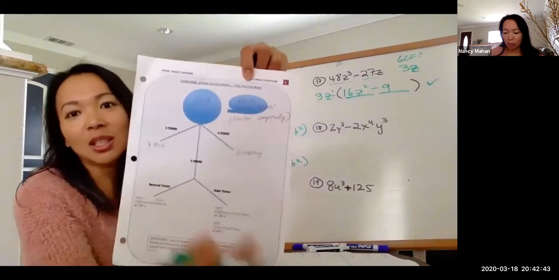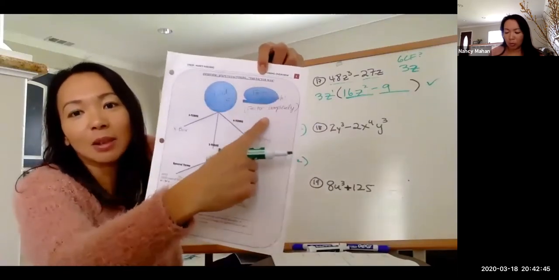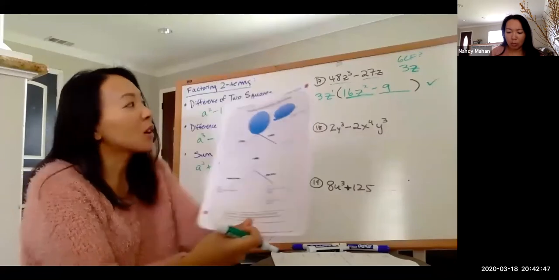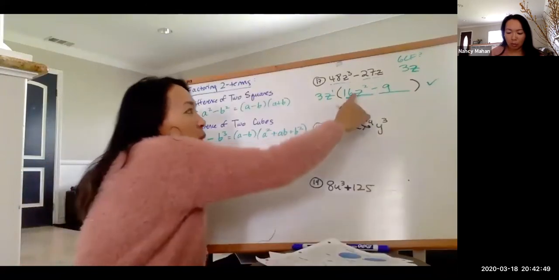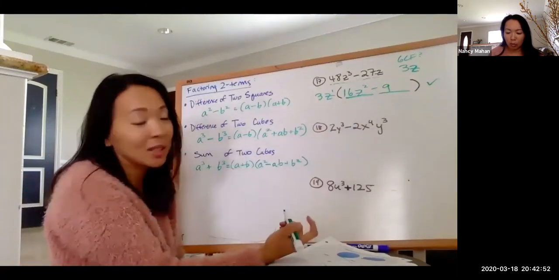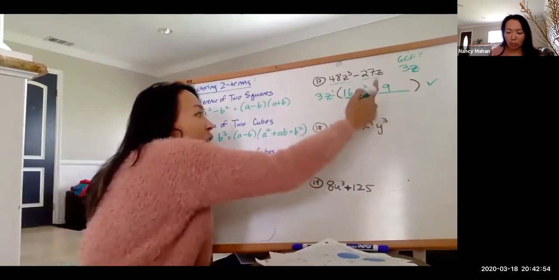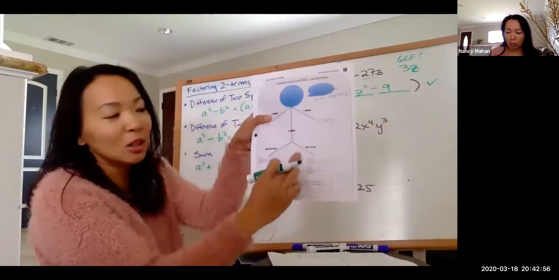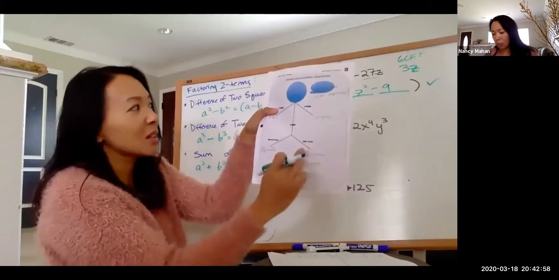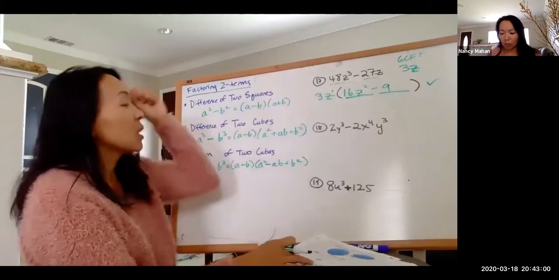Because this dude says factor me to death or factor completely. So factor all the way. So when I look in here, I'm like, can I still factor this? Well, let's check. There's 2 terms. Okay, 2 terms. What do I do? It's either a DOTS, a DOTCA, or a SOTCA. Well, which one is it?